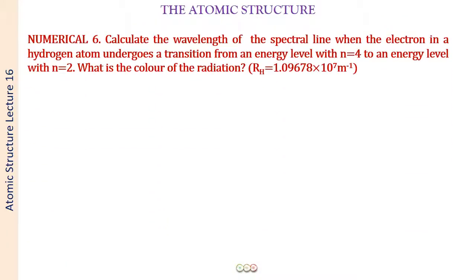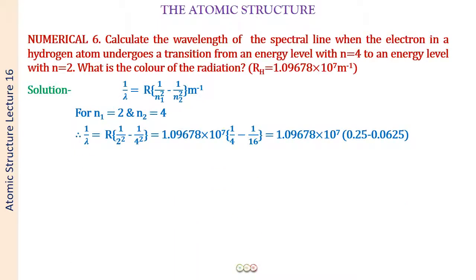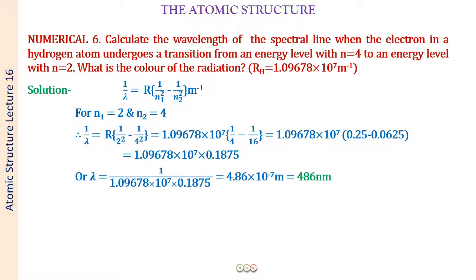The next question, and again a simple one: calculate the wavelength of the spectral line when the electron in the hydrogen atom undergoes a transition from n=4 to n=2 energy level, and then you have to tell the color of the radiation. So for 1/lambda, we know that n1 is 2, n2 is 4, and if you do all the calculations, you will find the lambda value to be 486 nanometer.